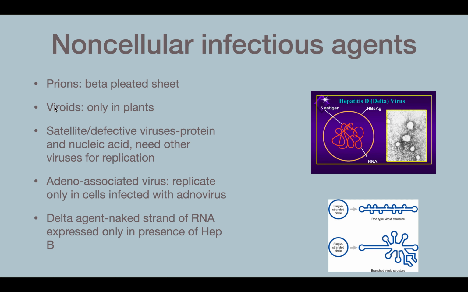Other non-cellular infectious agents are prions, viroids, and satellite or defective viruses. These need a co-infection because they need other viruses to stabilize them or code for other materials that they're missing. The adeno-associated viruses replicate only in cells infected with adenovirus. And then the delta agent is going to be a naked strand of RNA, and that's only expressed in the presence of hepatitis B.